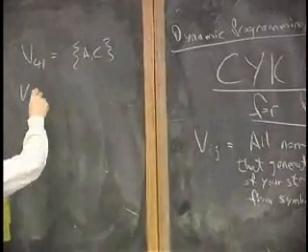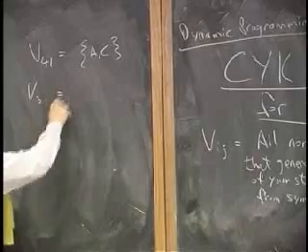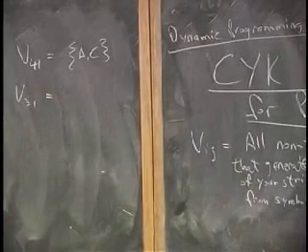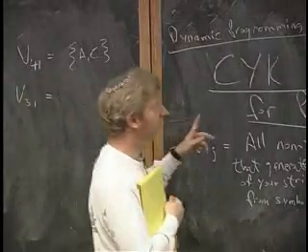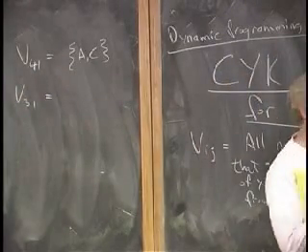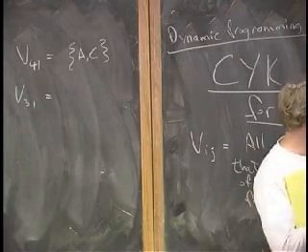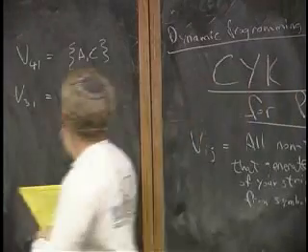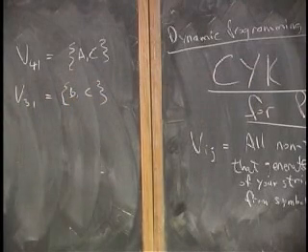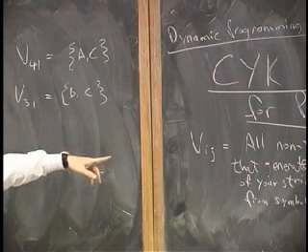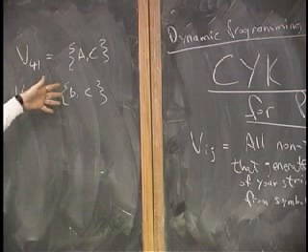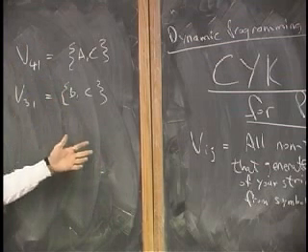How about V 3-1? What does V 3-1 refer to? Again, one symbol starting in the third position. And what generates that? B and C. Okie doke. Who thinks they get that notation? Right. This is the base case. These are the ones that you can just look at and figure out yourself.